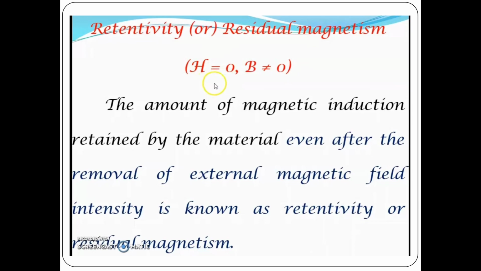Retentivity or residual magnetism. This happens when the applied magnetic field H equals 0 and the magnetic induction B is not equal to 0. The amount of magnetic induction retained by the material even after the removal of the external magnetic field intensity is known as retentivity or residual magnetism.